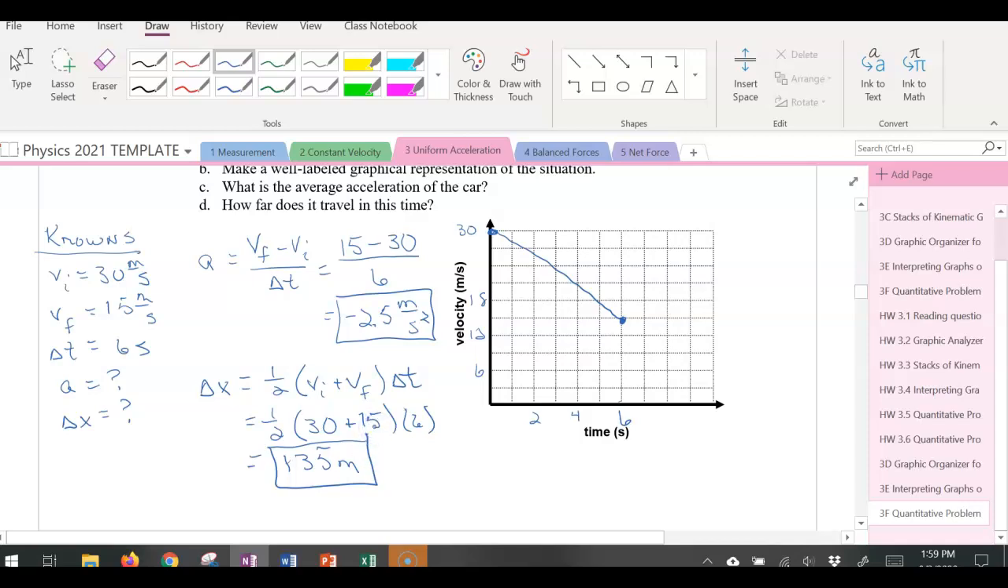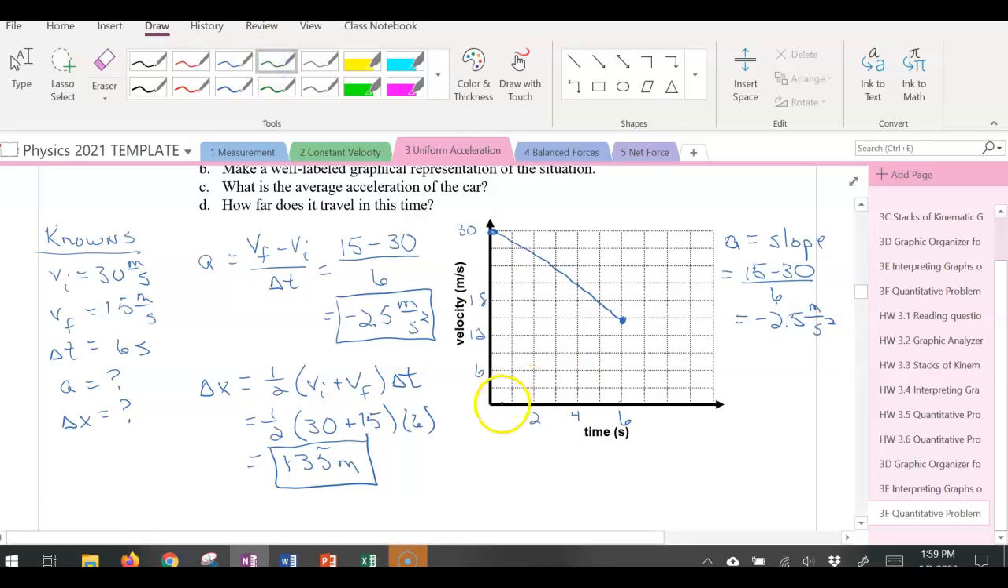Let's see if that's what we get from our graph. So the acceleration should be the slope, and so that's going to be the 15 minus 30 over 6. So yes, we're definitely going to get the same answer for the acceleration. But let's look at the displacement.